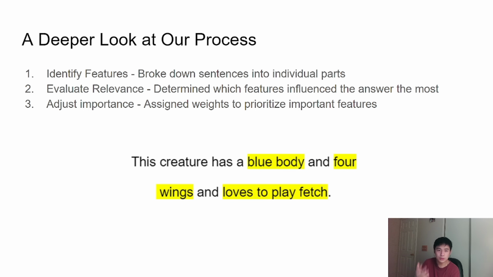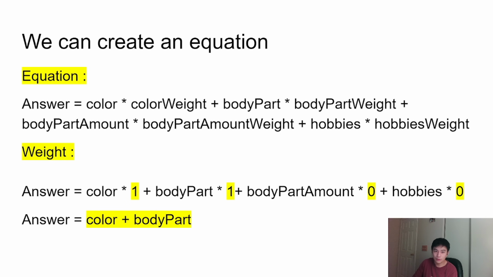And so step 2 is we essentially evaluated the relevance of each of these features to see which one determined the answer the most. And by doing that, we were basically adjusting the importance by assigning weights to each of these different features to see which priorities of these features should go ahead. And so when we look at this even deeper, we can think of this in terms of an equation. Right? If we look at this equation, the answer is essentially the color times color weights. Remember the amount of importance it has to the answer. The body parts times the body part weights, and etc.